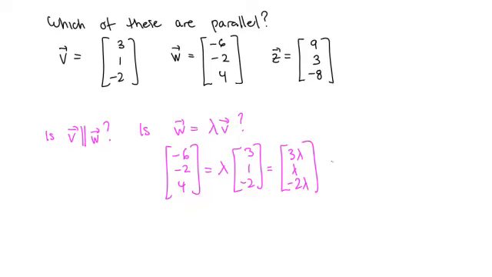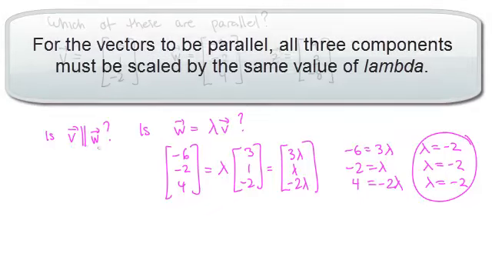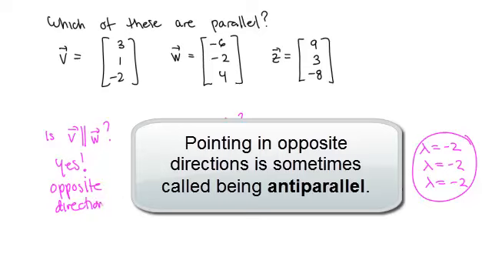So this gives us three equations in one unknown. The first equation is -6 is equal to 3 lambda. The second equation is -2 is equal to lambda. And the third equation is 4 is equal to -2 lambda. Now, notice that the top equation has a solution lambda equals -2. The middle equation is lambda equals -2. And the last equation is lambda equals -2. And so this one scalar works on all three components. That tells me, is the vector v parallel to w? Yes, they're parallel. And in fact, they point in opposite directions. This is sometimes called anti-parallel.